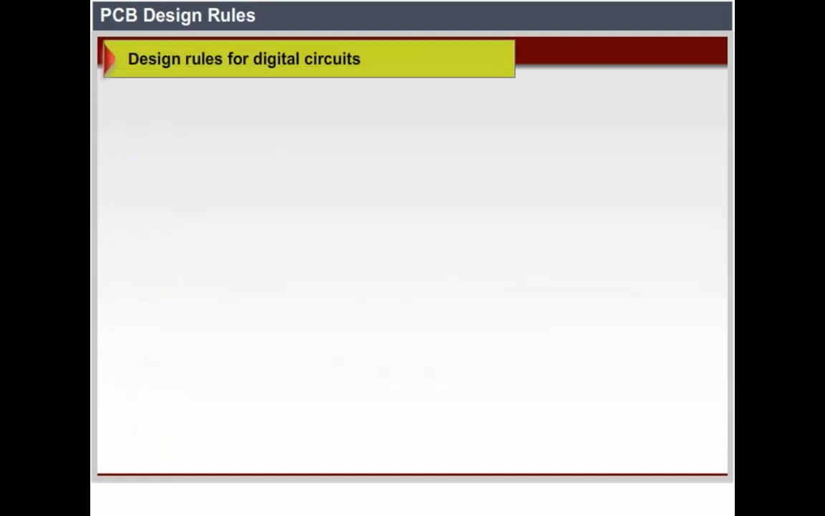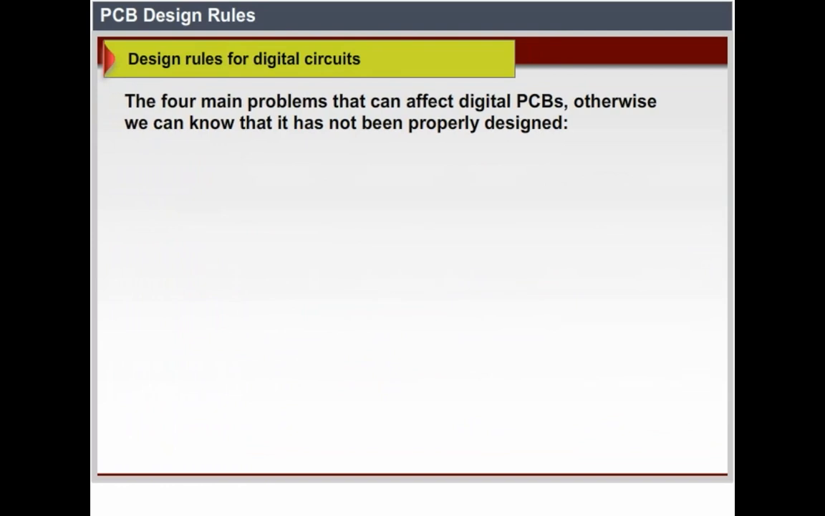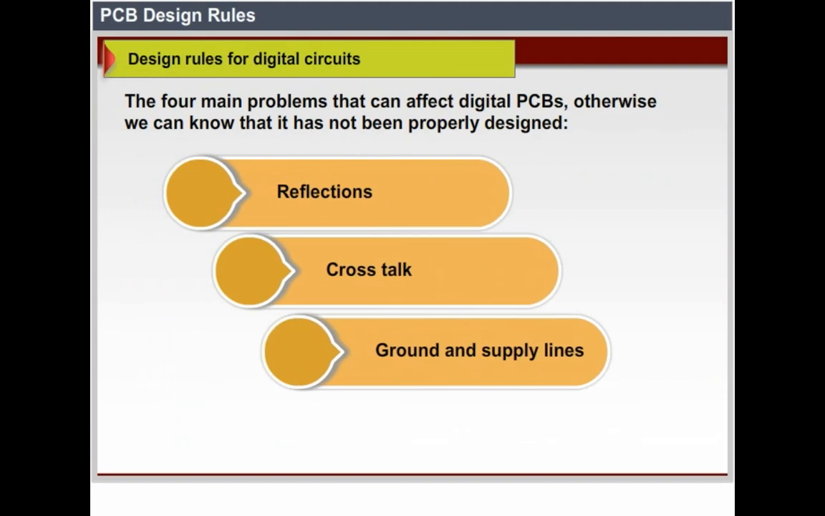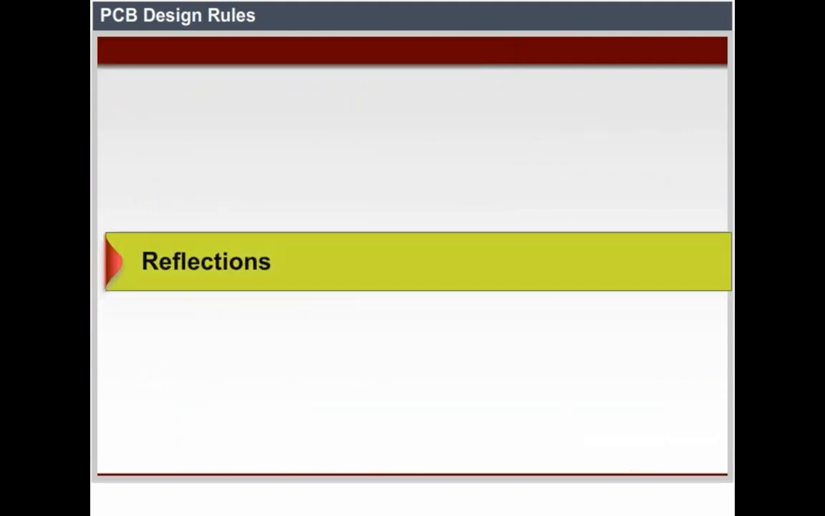Design rules for digital circuits. The four main problems that can affect digital PCBs if not properly designed are reflections, crosstalk, ground and supply lines, and electromagnetic disturbances.